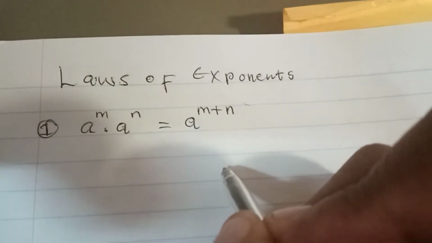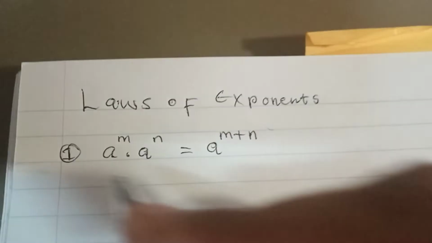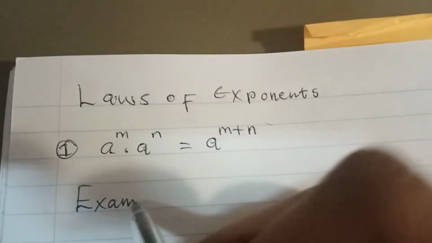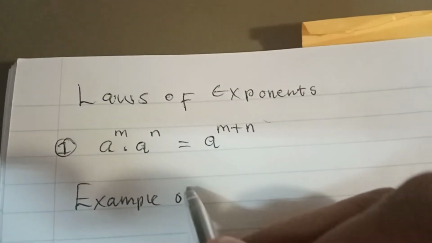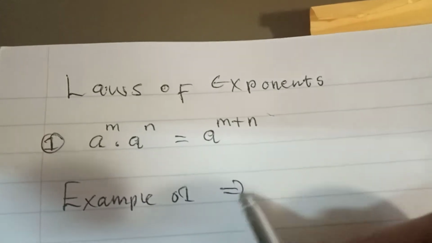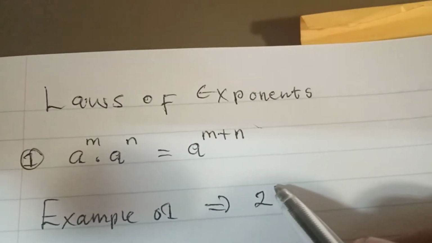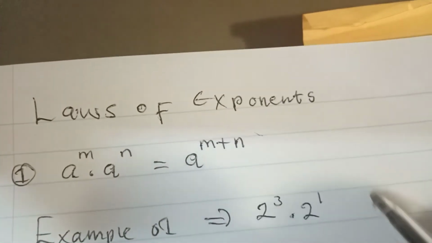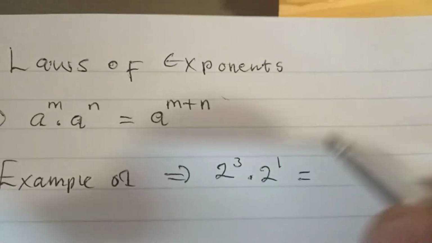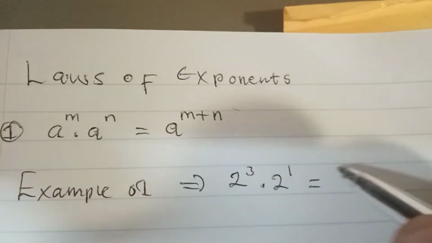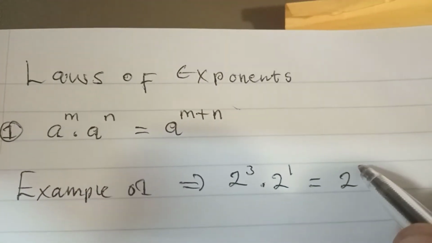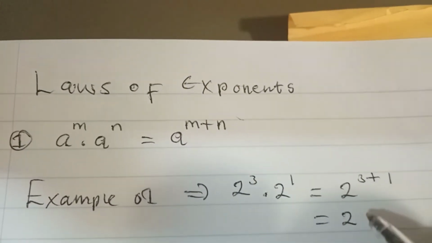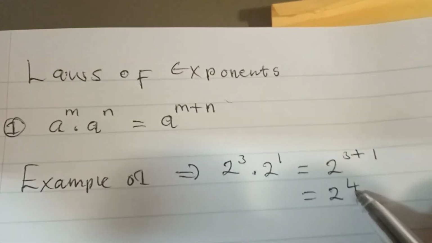So to further explain this, let's look at an example. Let's call it example number 1. Let's take 2 to the power 3 multiplied by 2 to the power 1. According to this law, we're going to have 2 to the power 3 plus 1, which is equal to 2 to the power 4.